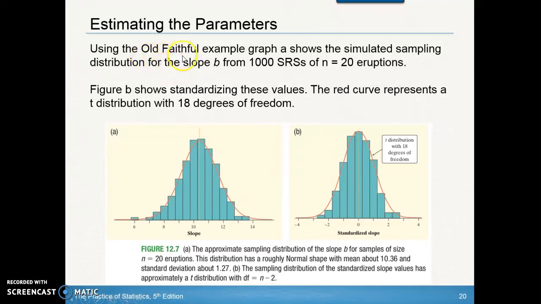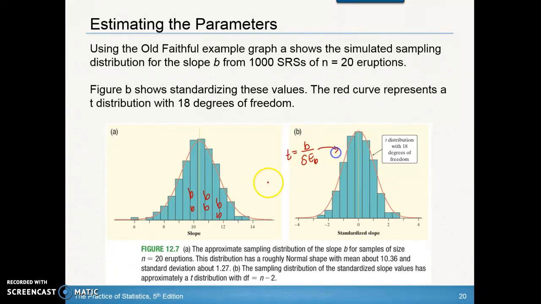Let's just take a minute and take a look at what the sampling distribution looks like whenever we've standardized every slope. So here's our Old Faithful example, and here is the slope of all of the individual values of our samples of 20. So here's all of our slopes. This is our standardized slope. So remember, our standardized slope is our test statistic t, which was just taking the slope over your standard error of the slope or the standard deviation.